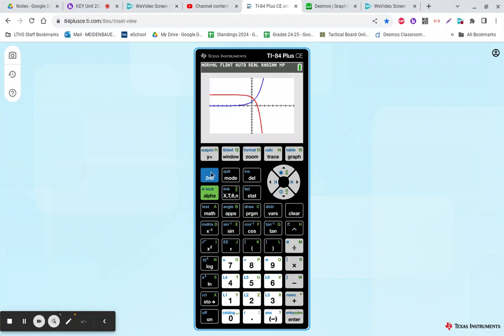How do we find out where they intersect? Well, if you hit this blue calc button, it has all the magic for us. So hit second trace, which activates the calc button. 5 is intersect. It's going to ask you 3 questions. It's going to ask you for the first curve, the second curve, and then the third curve.